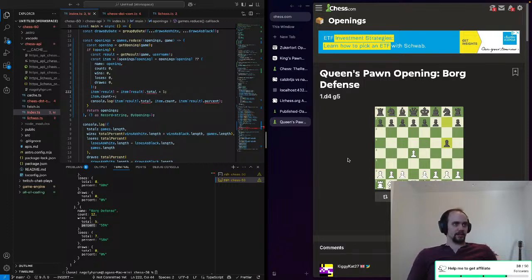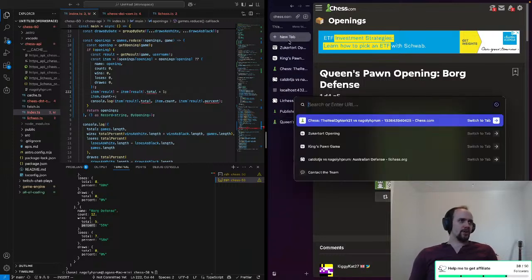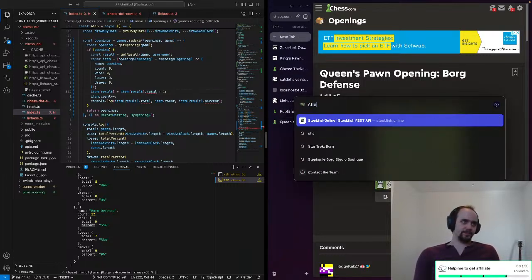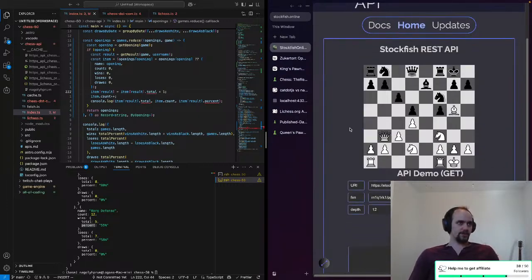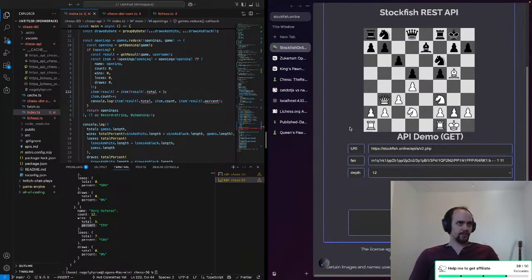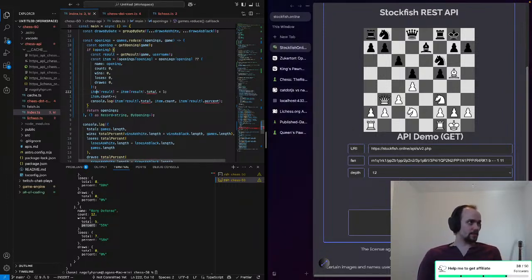I do have a plan to use some APIs that already exist. It's not open anymore, but there's a Stockfish API that you can use in order to find move evaluations. And so I do plan to use that a considerable amount.